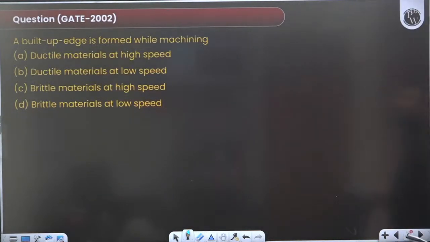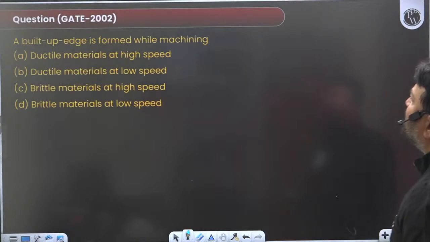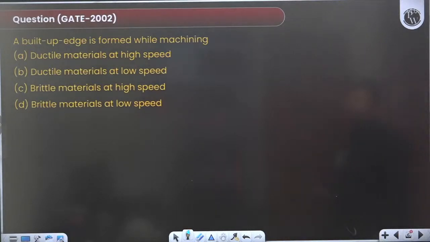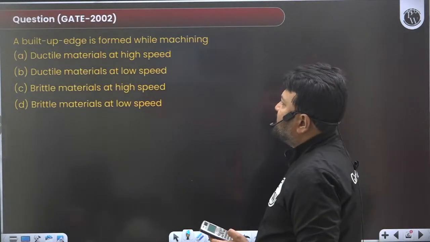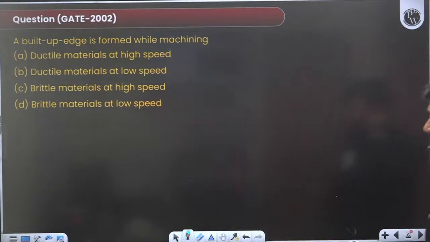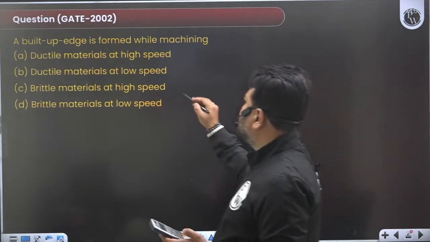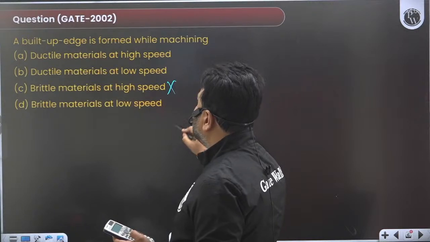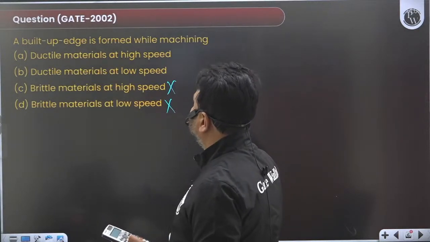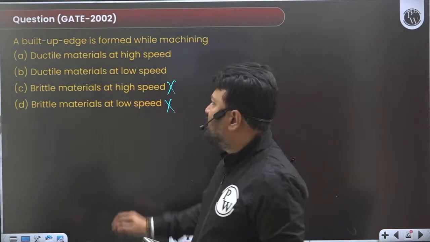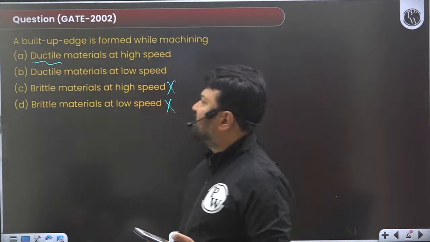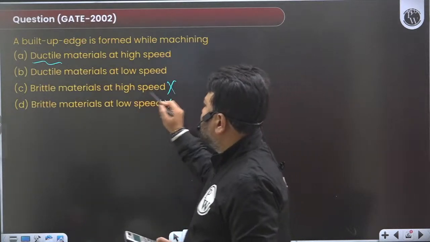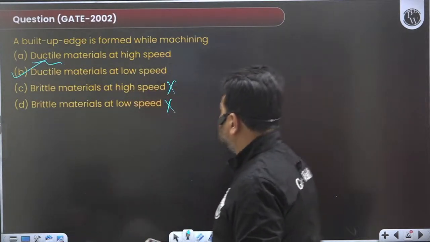Next question. A built-up edge is formed while machining: ductile material at high speed, ductile material at low speed, or brittle material. For brittle material, built-up edge will not form. Built-up edge will form only when you machine ductile material, but at low speed. So option B is the correct answer.